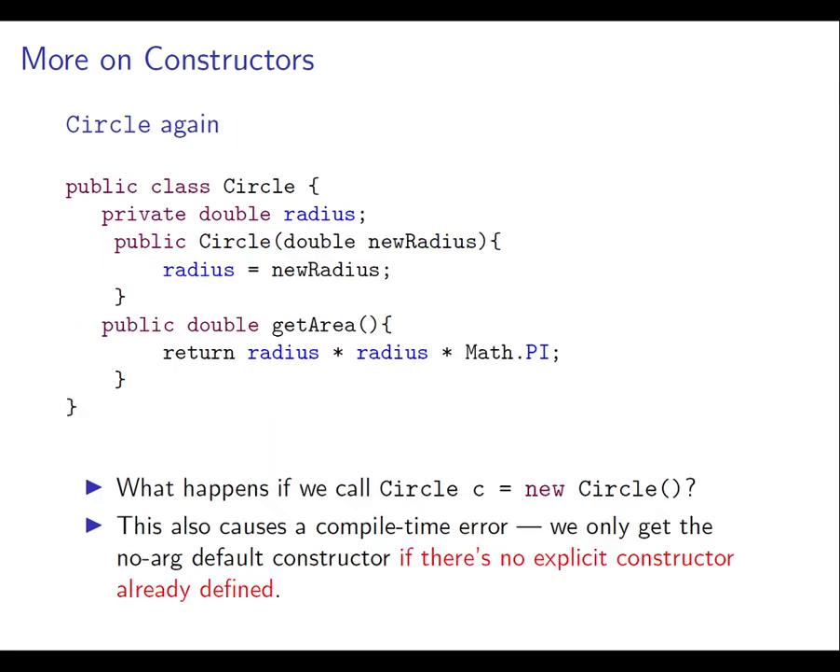Now, suppose that we add the constructor we're interested in, the one that takes a double new radius and sets the radius accordingly. Now what happens if we try to create a circle using a constructor with no arguments? Well, that's now going to cause a compile time error, because although I said Java will create for you a default no argument constructor, it will only do that if there isn't a constructor at all in the class. If your class contains any constructor at all, the Java compiler will perfectly reasonably assume that you created whatever constructors you wanted to have, and so if you try to invoke one that isn't there, it will complain.